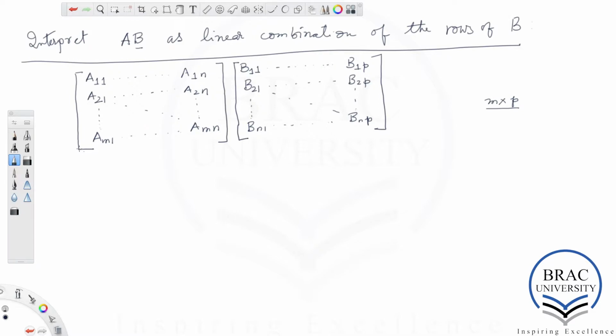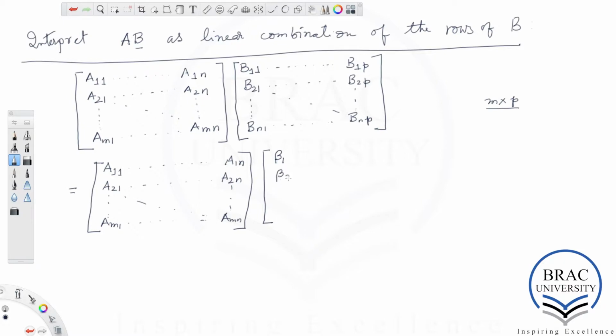Okay, so you can write this multiplication as, you keep this matrix A the same, which is A11 to A1n, then the second row A21 to A2n, and the mth row being AM1 all the way up to AMN. Okay, this is the A matrix, and then I write the matrix B as a collection of row matrices, right? So beta 1 is the first row of the matrix B, beta 2 is the second row of the matrix B, and beta n is the nth row of matrix B.